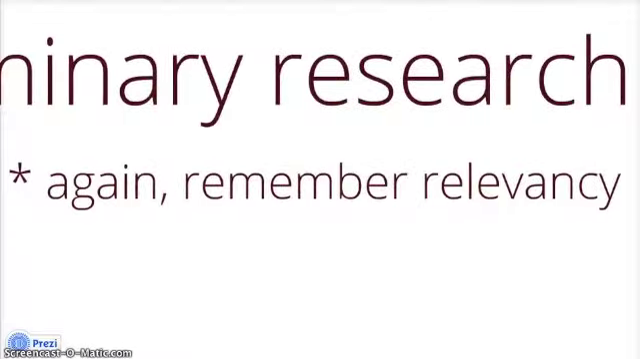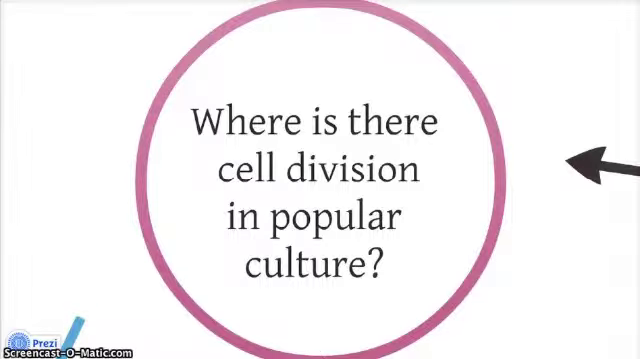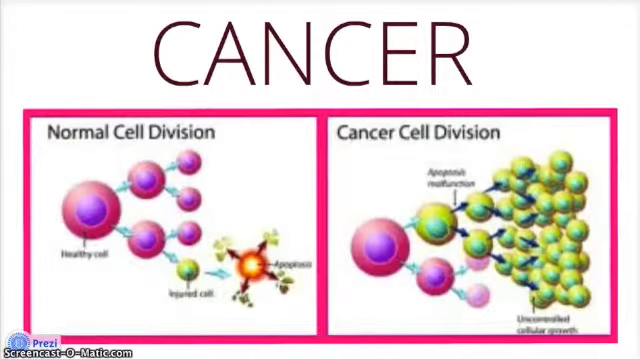Again, Kennedy has to remember relevancy. Where does cell division come up in popular culture? The obvious answer? Cancer. Cancer is at the most basic level the difference between normal cell division and abnormal cell division. Cancer is a health issue that is always in the news and one that impacts a large majority of our population. It is very relevant.